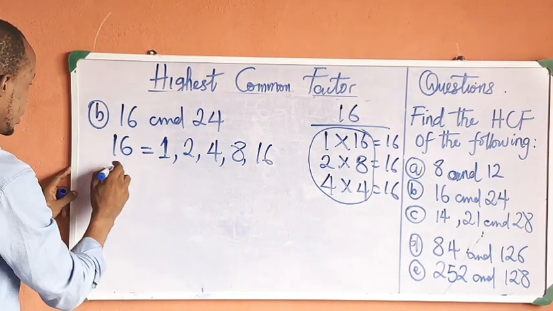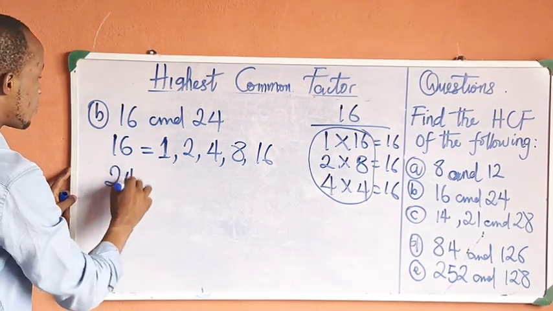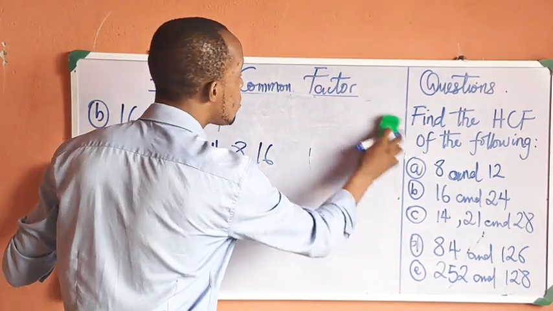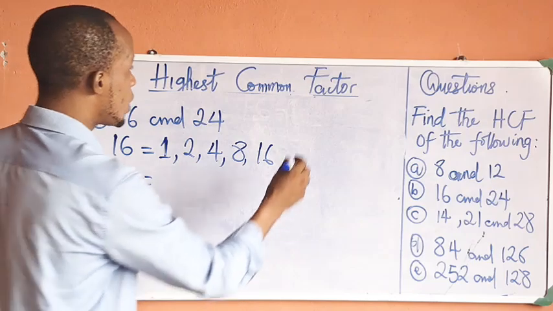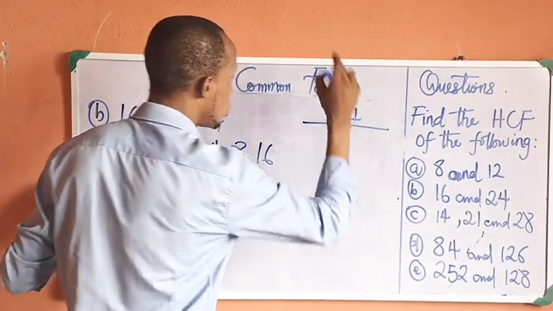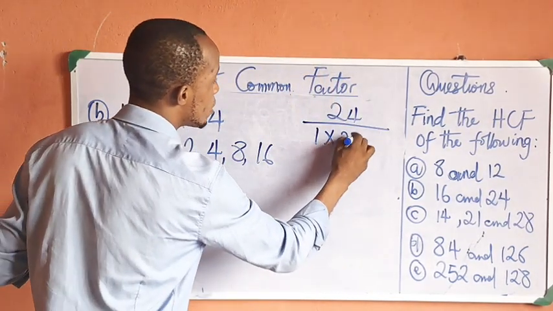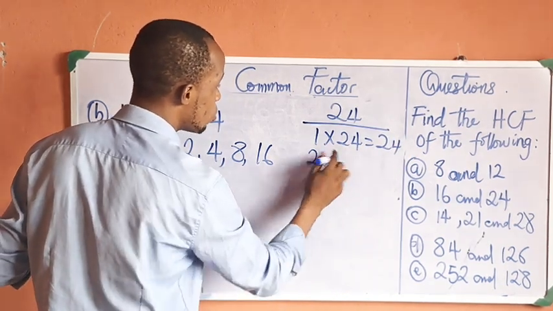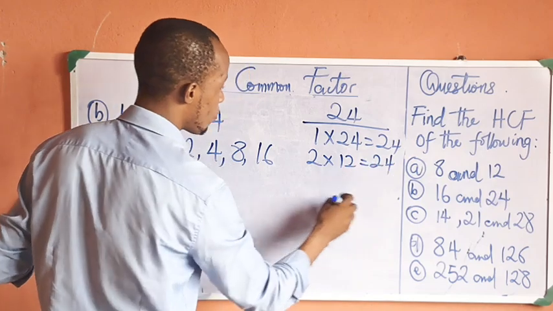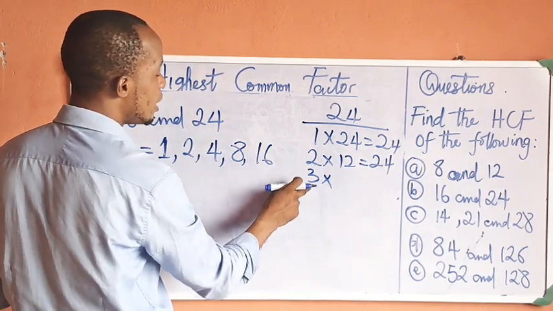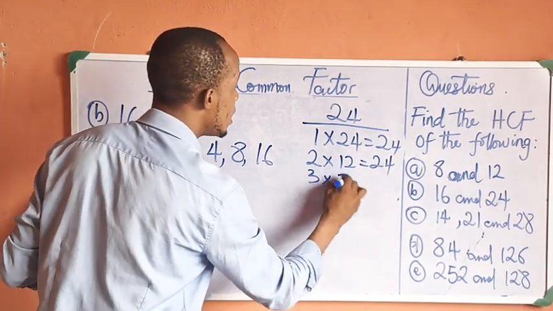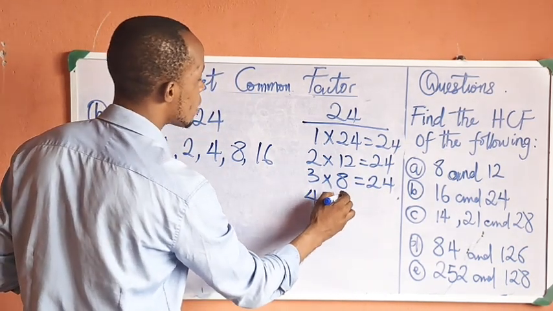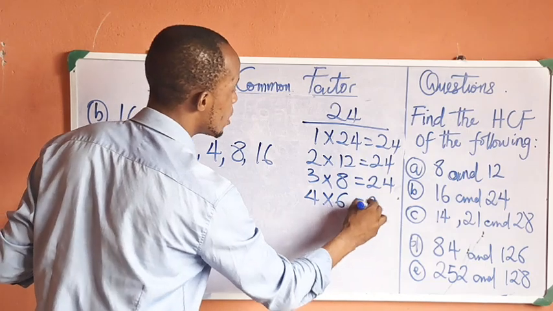Okay, then let's list out the factors of 24 using this same shortcut. What are all the numbers that you can multiply together that will give you 24? So let's start from the 1 multiplication table. 1 times 24 will give us 24. In the 2 multiplication table, 2 times 12 will give us 24. In the 3 multiplication table, 3 times 8 will give us 24. In the 4 multiplication table, 4 times 6 will give us 24.